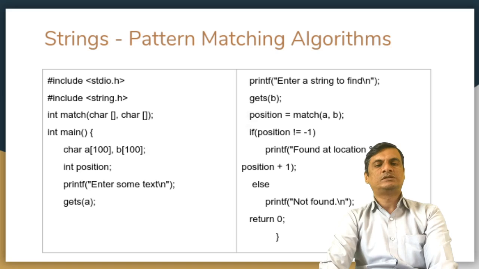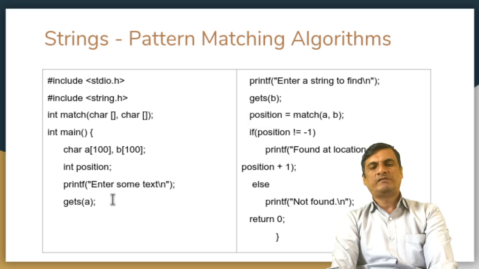So just to discuss one small program which uses the brute force technique. Here we consider the main function where we get the original text, and through the getS function we get the pattern or the substring which needs to be found in string A. A is the original text which will be passed to the match function, and B is the substring which will be passed to the match function. If the position is not equal to -1, it indicates that the substring or the pattern is found. Otherwise it is not found.